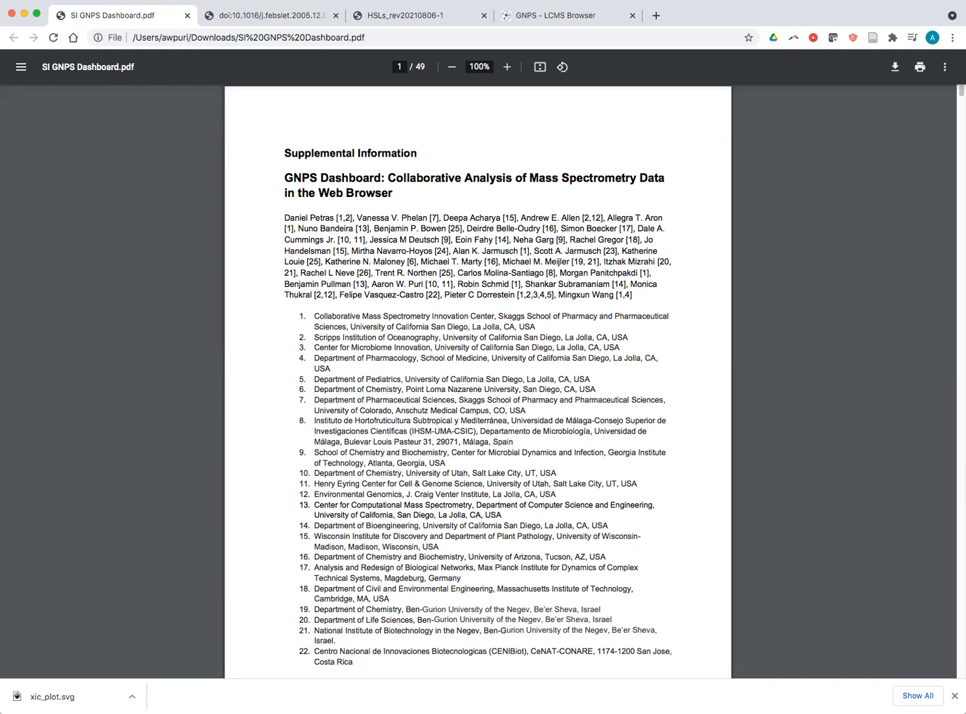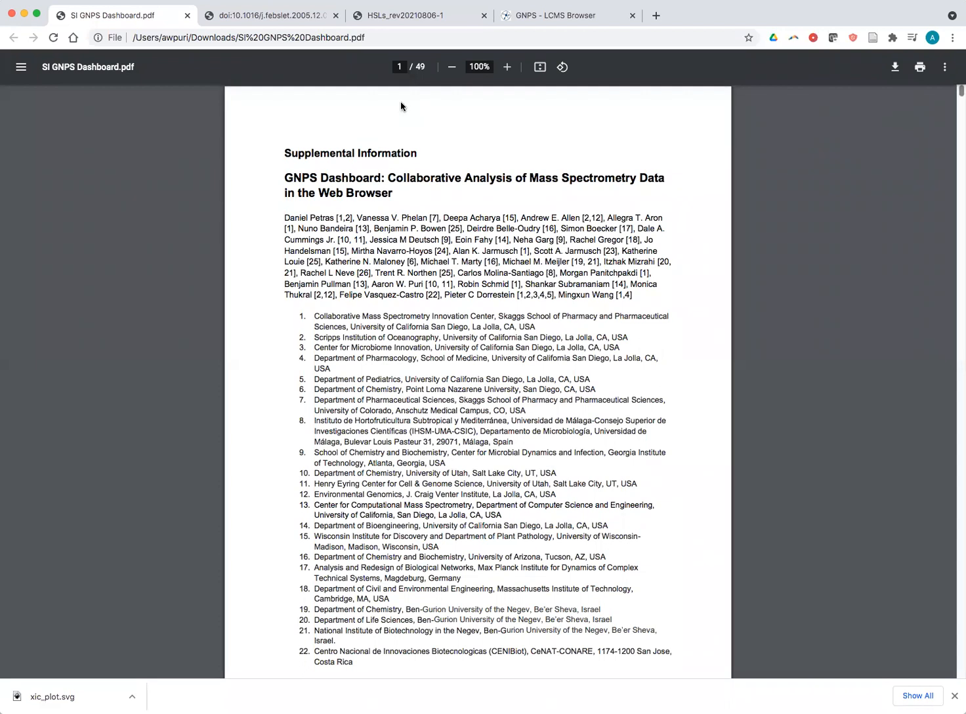However, proprietary software often makes it difficult to rapidly analyze and share these types of data between laboratories. So to address this, there is functionality in the GNPS dashboard to allow you to visualize MS1 spectra.